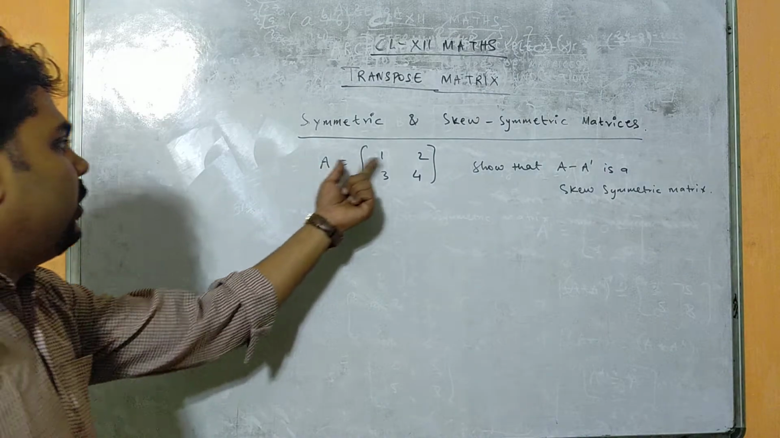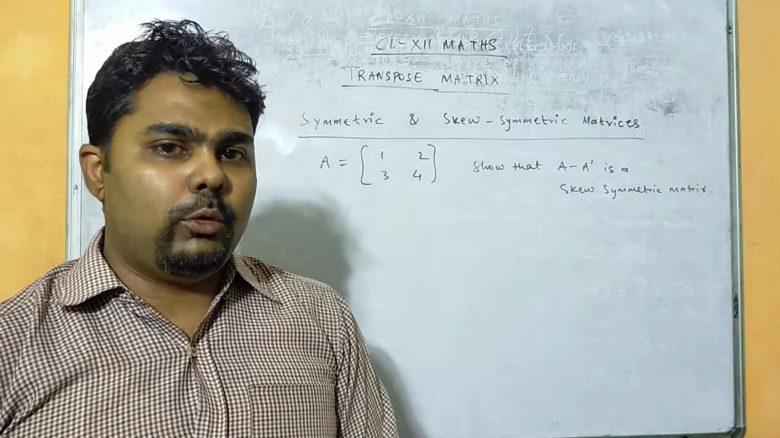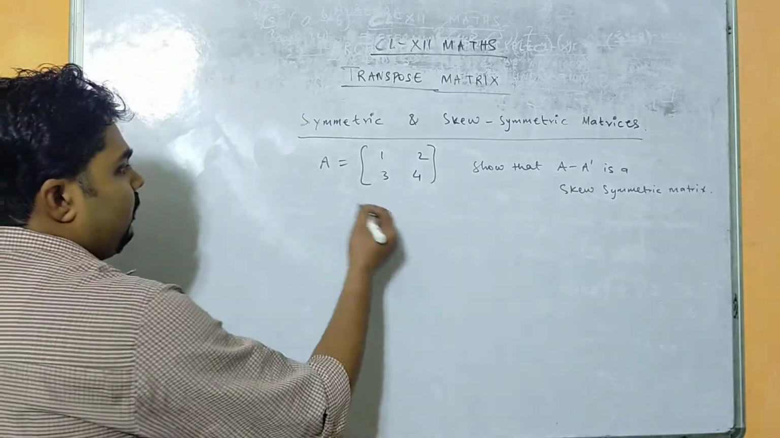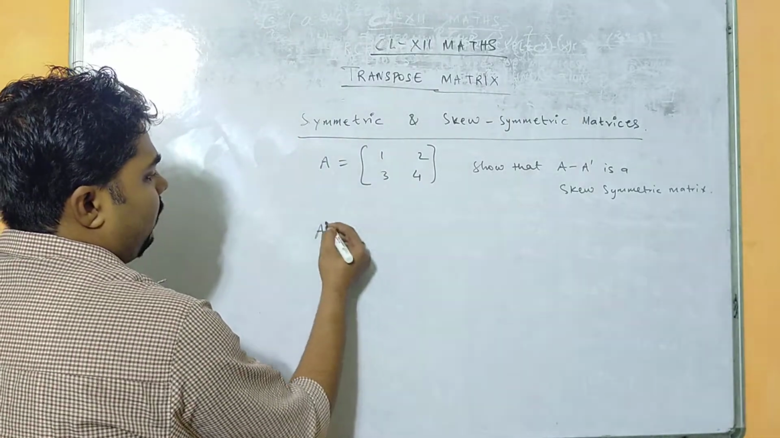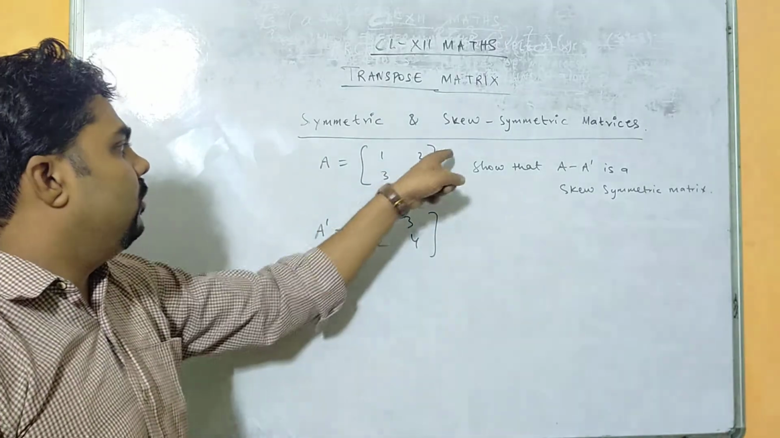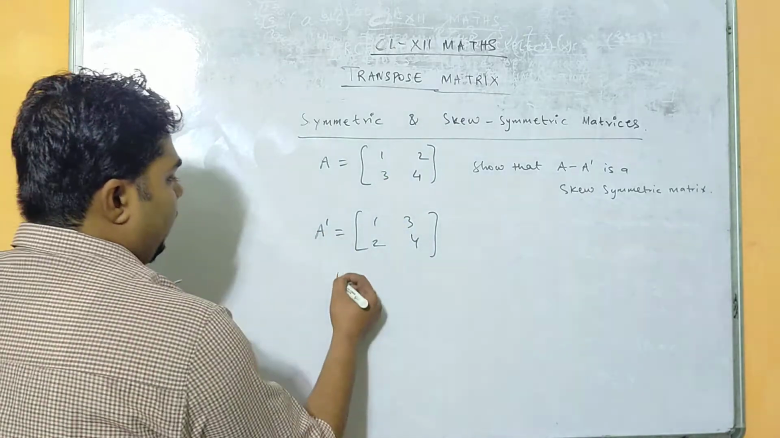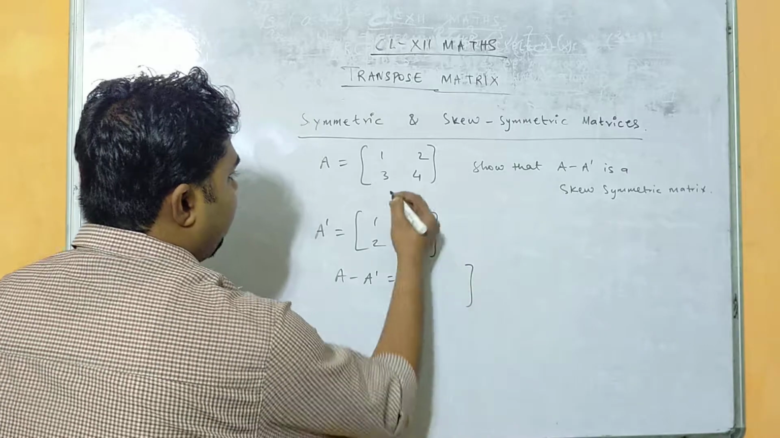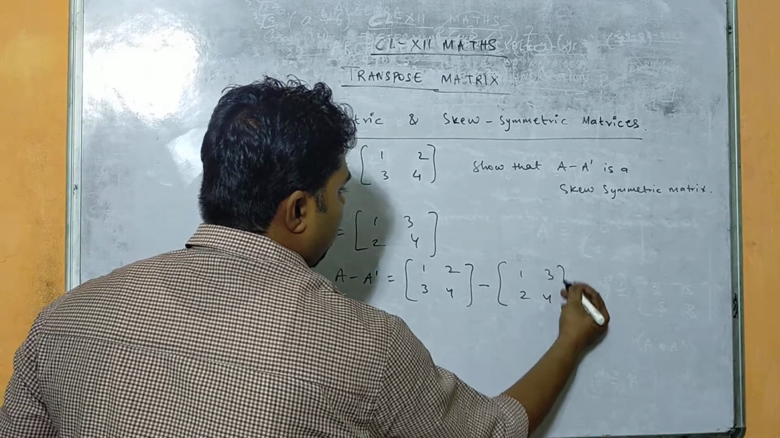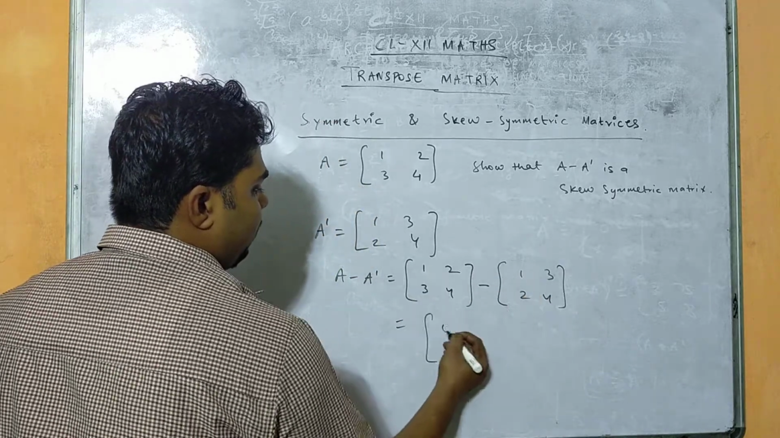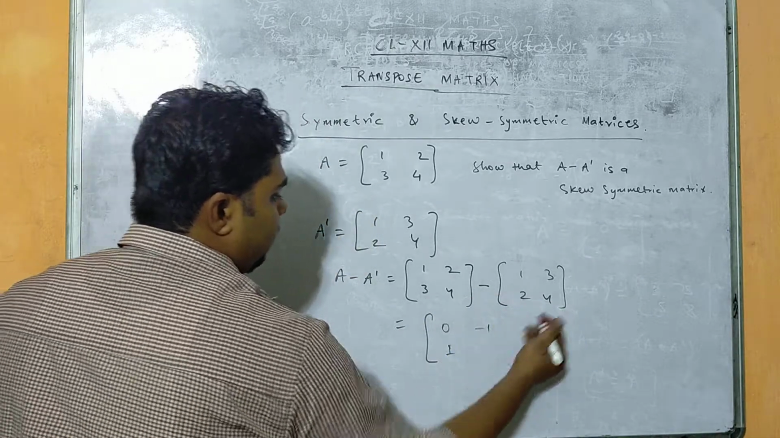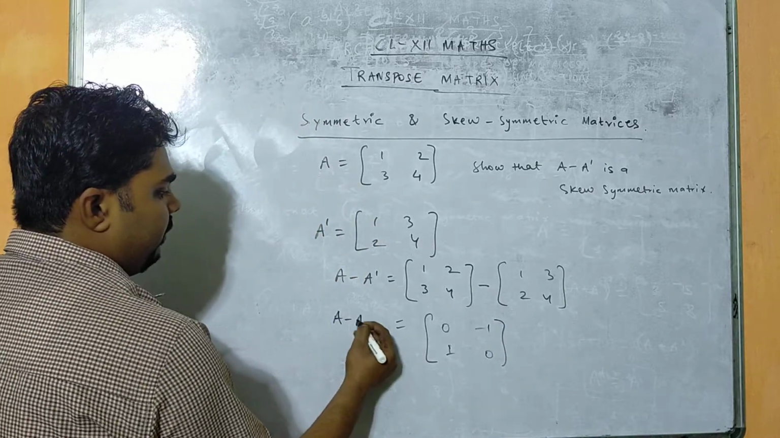Matrix A is given 1 2 3 4. Same way, we have to prove now that A minus A transpose is a skew symmetric matrix, right? So A transpose will be 1 3 2 4, just rows and columns get interchanged. A minus A transpose, when we find it, we have A as 1 2 3 4 minus transpose of A 1 3 2 4. So what will be our answer? 1 minus 1, that is 0. 2 minus 3, that is negative 1. 3 minus 2, we have 1 here. 4 minus 4, we have 0, right? So that is A minus A transpose.